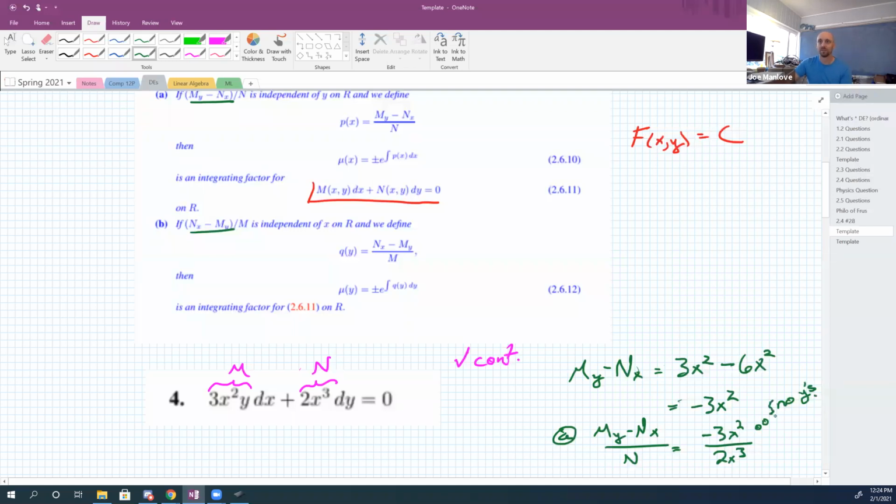You guys with me on that? This is purely a function of x. So we are independent of y on a rectangle. Cool. Then my integrating factor is plus or minus e raised to the integral of that thing. Everybody with me on that? So do I need to check part B?